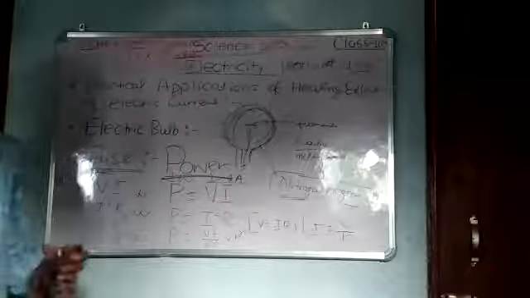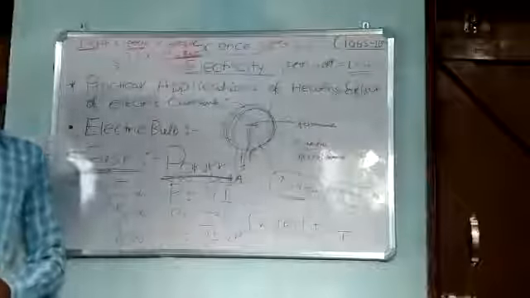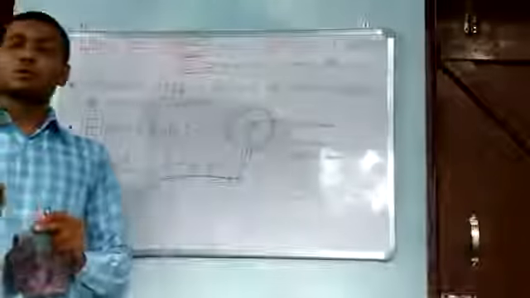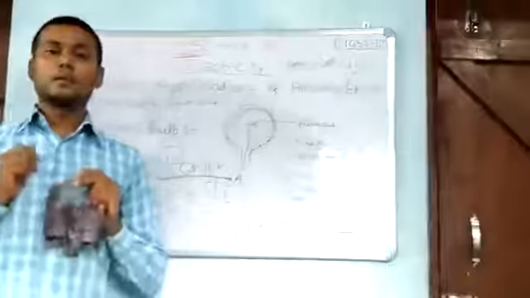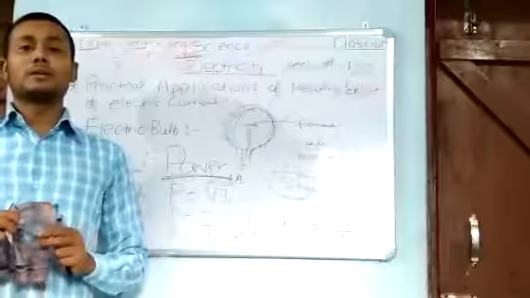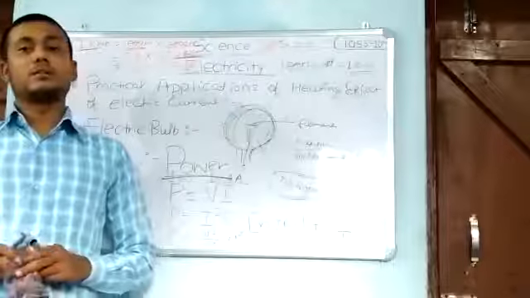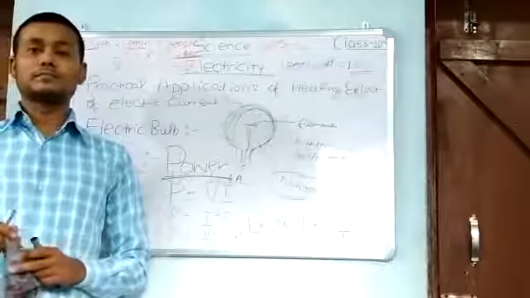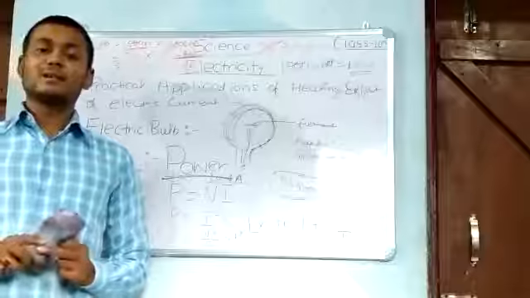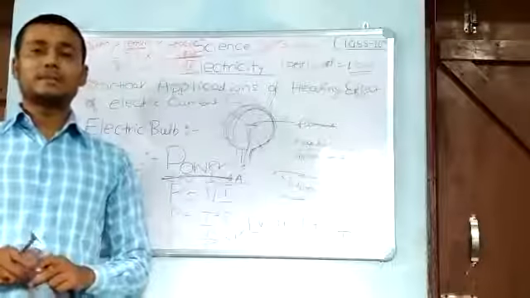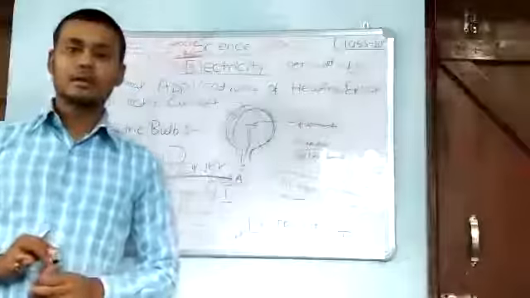Okay, in this way we finish this chapter. We have to revise all the stuff related to this chapter. Go ahead with the exercises, practice more and more numericals related to this chapter, and read your textbook once. In the next lecture we start the next topic, the next chapter. Okay, thank you.